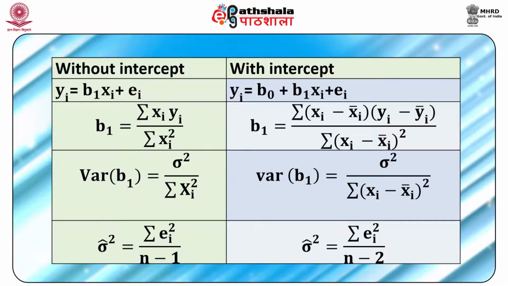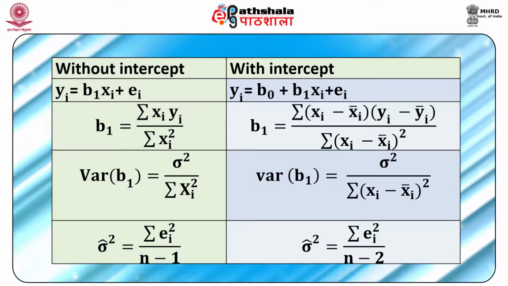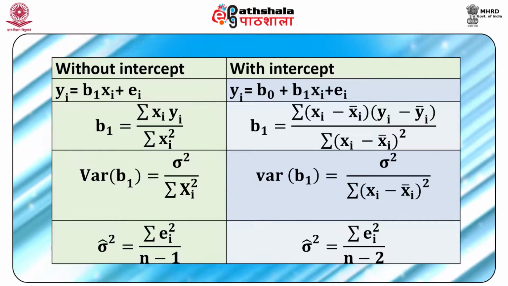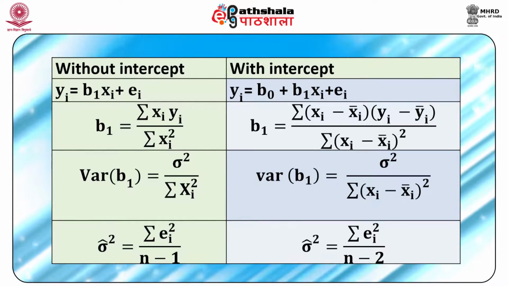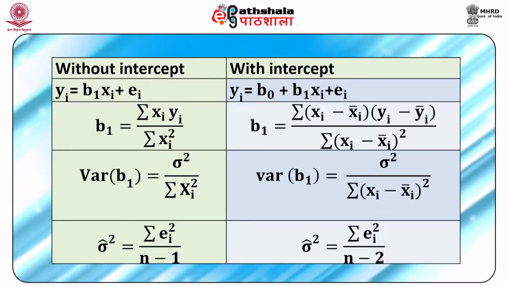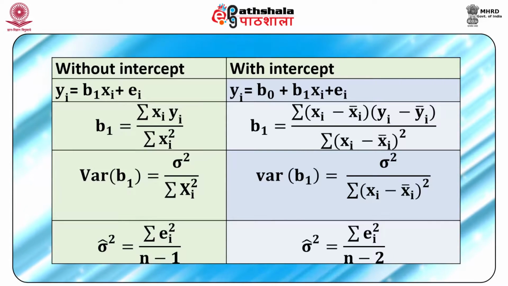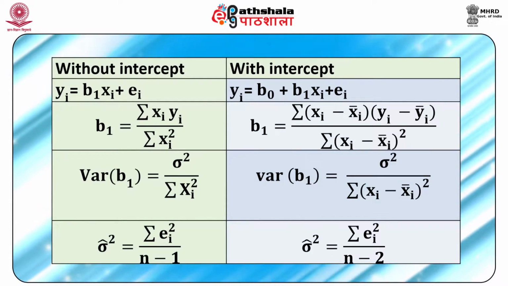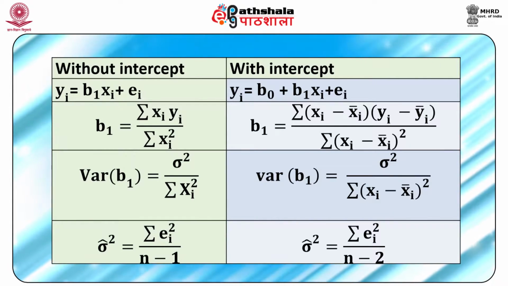And similarly, we find that sigma hat square is equal to sigma ei square upon n minus 1 in the model without intercept, and in the model with intercept it is equal to sigma ei square upon n minus 2. So I am sure you can see how we can compare the different estimates obtained from the sample regression function in the models with intercept and without intercept.